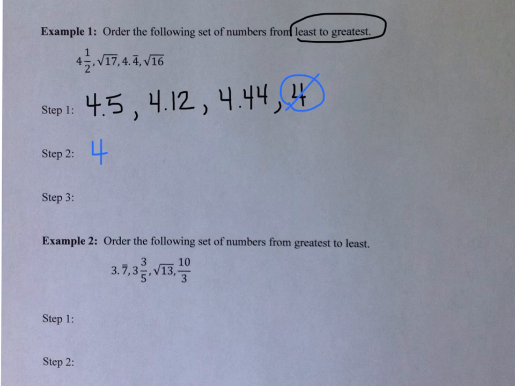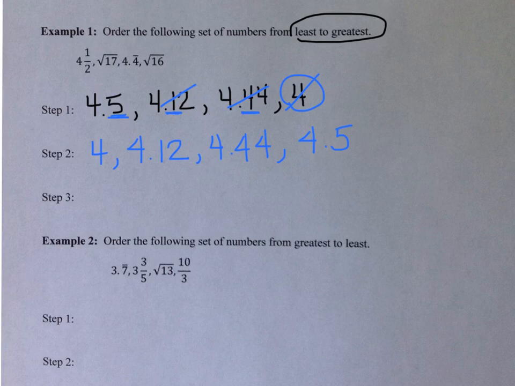Our next smallest number would be 4.12 because 1 comes before 5 and 4. So your next one is 4.12. Next smallest number is 4.44. And the last one is 4.5. So remember, you want to look at your tenths spot to see the smallest number. We have 1, 4, and 5, and that's how we got the smallest to the greatest.